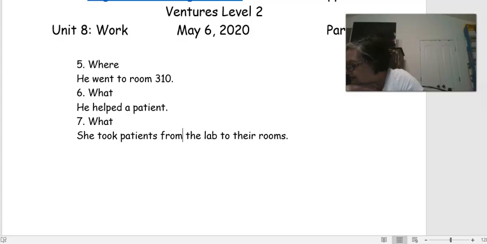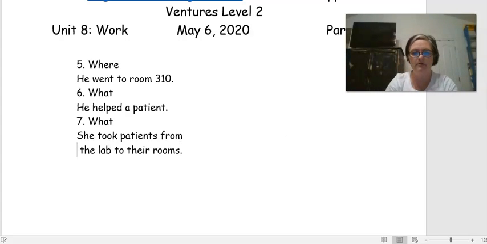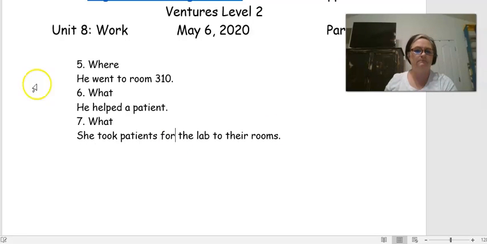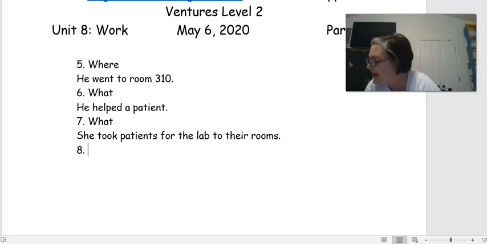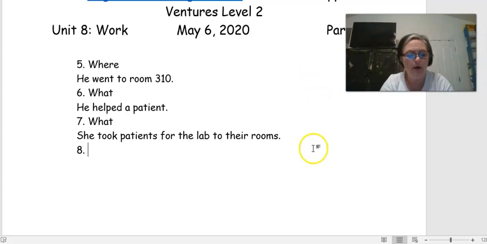At 10 o'clock, she took patients from the lab to their rooms. Okay, we're going to... Let's go down here to number 8. Where did Mai go after that? So that's going to be a place.